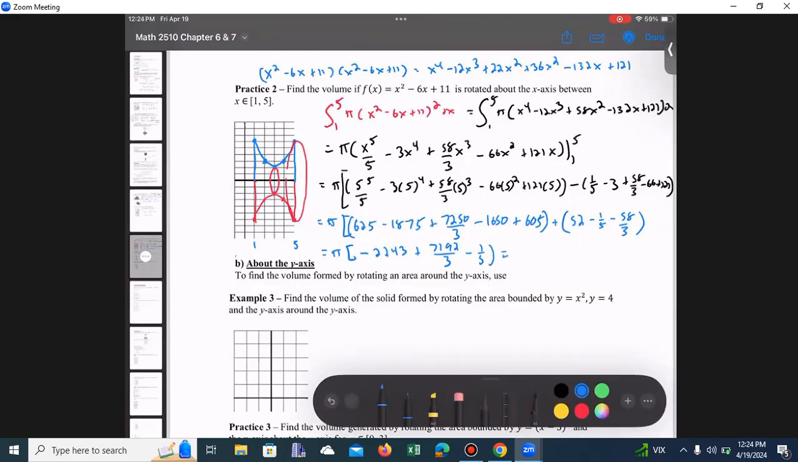Right. This is something we can now plug in, actually get a value, and not be too bad. So 7192 divided by 3 is 2,397 point 33. So minus 1/5, minus 2243. I get pi times 154.13. This is going to be 484.22.